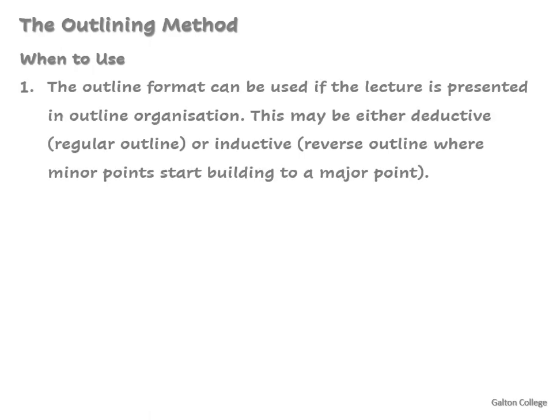When to use it? Well, outlining formats can be used if the lecture is presented in outline organization. That's the best way. If the lecture or the notes you're using are already in outline organization, that's the easiest to use, obviously, because the structure is already planned out for you. We say it may be deductive or inductive. Deductive is when you have a point to the left, near the left margin. That's the major point. And then underneath, you have a point that's indented, moved across slightly, so it's not as near to the left margin as the first one. That means it's not as important. So that's deductive, we call it.